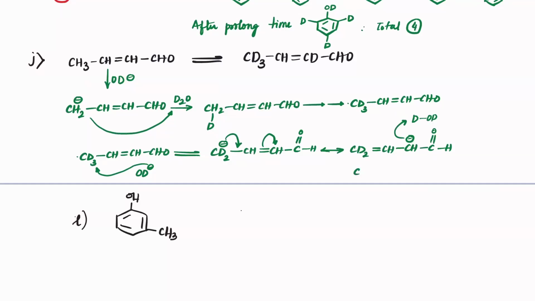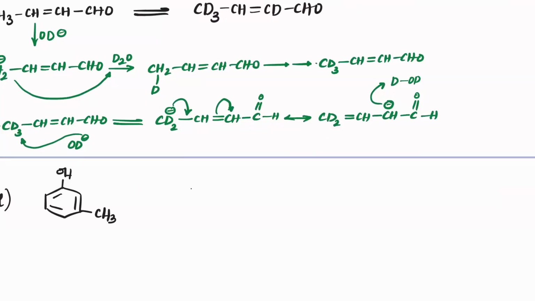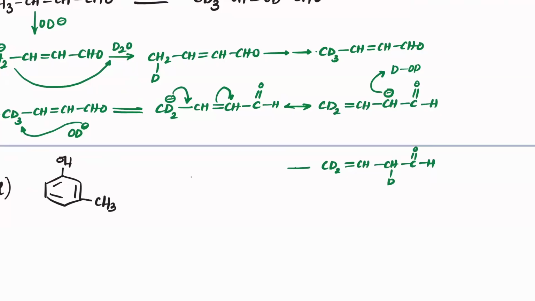So as it takes deuterium, what do we get? You will get this as CD2 double bond CHD and C double bond OH. Okay. So that makes now this hydrogen also at the alpha position. So OD minus here will take this H plus, making this as CD2 double bond CH and CD with minus and C double bond OH.